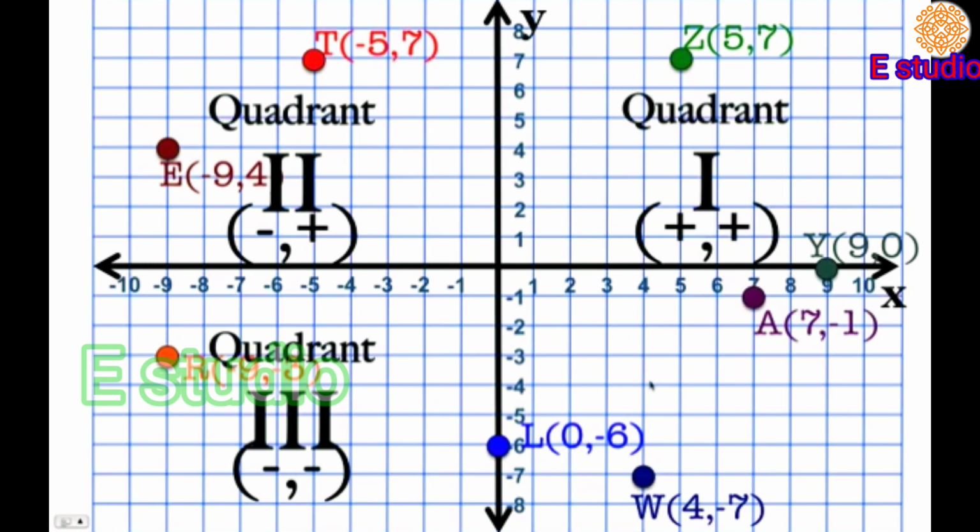And over here is quadrant 4. And in quadrant 4, our x is positive and our y is negative. And that's why points A and point W are in quadrant 4. Because for point A, our x is positive and our y is negative. And for point W, our x is positive and our y is negative.